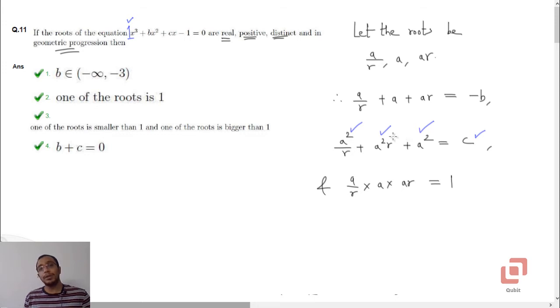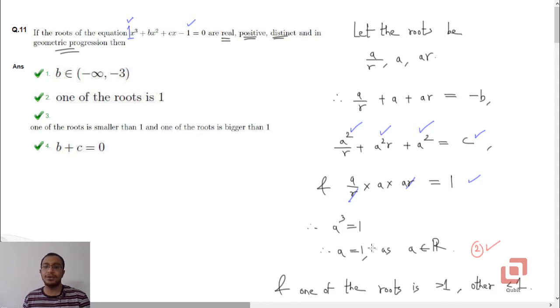Finally, what is going to be the product of all the roots? It is minus 1 into minus 1 upon 1. We now know this: the sum of the roots is minus b upon the coefficient of x cube, and the product will be negative of the constant term divided by 1, because this is a cubic equation. So the product is a by r into a into ar, which is 1. So r gets cancelled because r can't be 0, so a cubed is 1.